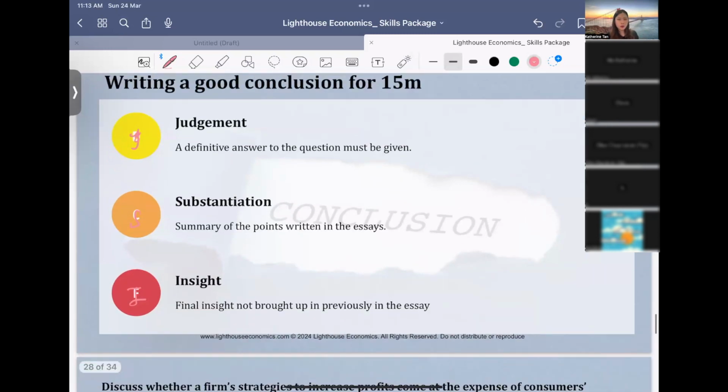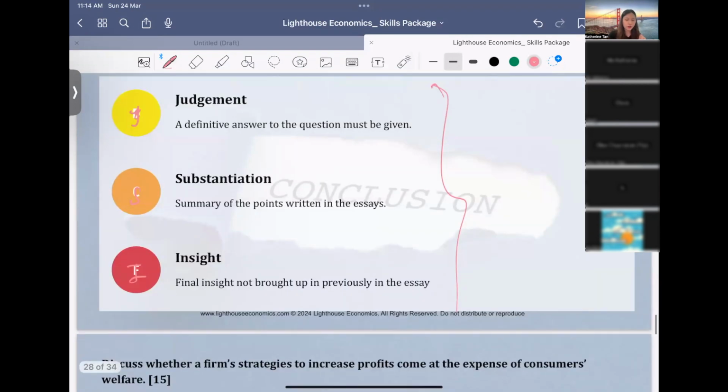Personally, as long as you understand this framework, you don't need to memorize it. Why? Because your conclusion is not going to be as important as your introduction. Towards the end, as long as you show that you've got a strong evaluation, they will give you the full marks. But the reason there's this structure is for you to practice. When you're marking your own conclusion, these 3 things will tell you that it's a good conclusion.